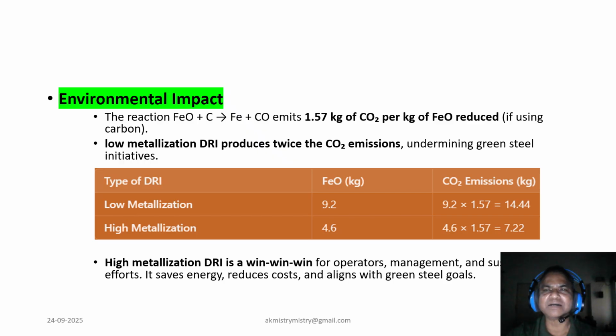We can say that the reaction using carbon emits around 1.57 kg of CO2 for every kg of FeO reduced, that we have seen. This means that low metallization DRI produces twice the CO2 emission. There is a very sensible table showing this, and it also undermines the green steel initiative. So in conclusion, high metallization DRI is a win-win solution for the operator, management and sustainability effort. It saves energy, reduces cost, and aligns perfectly with the green steel goals.